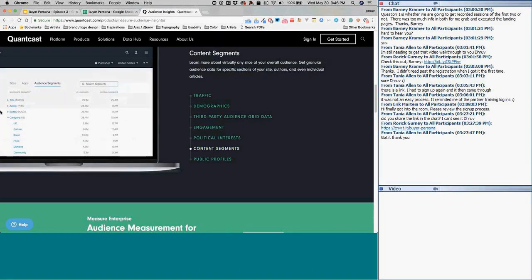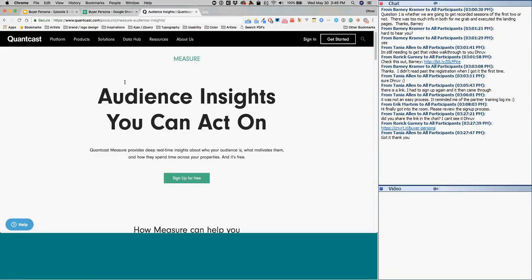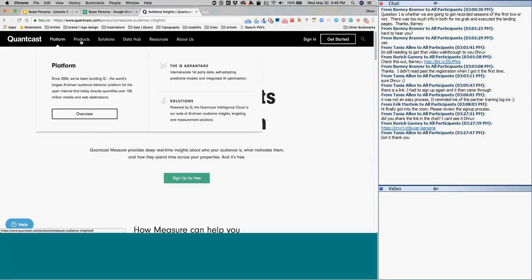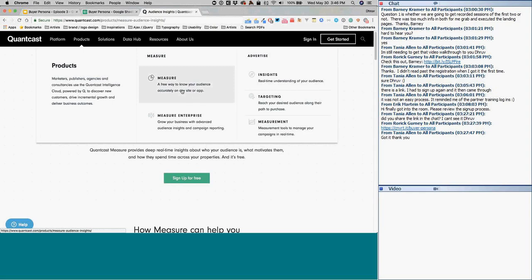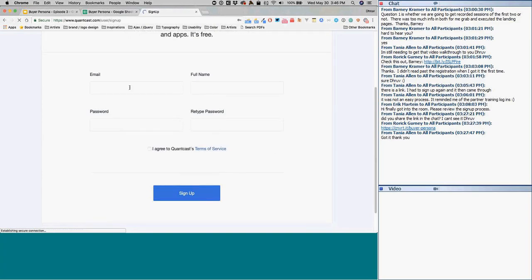And the content segment. I don't know much about the content segment or public profiles, but I think this is the one. I think I clicked on products, and then I clicked on measure, and they have a sign up for free. So I'm definitely sure it's the measure part, and it has a way of filtering everything that you're looking for.